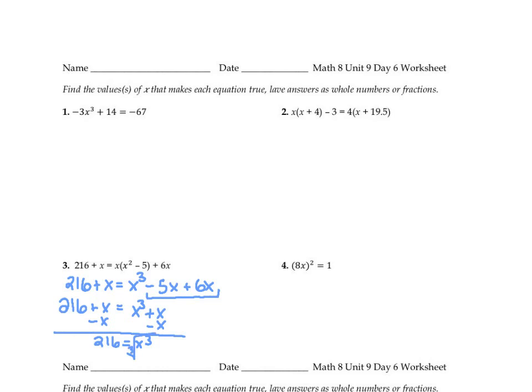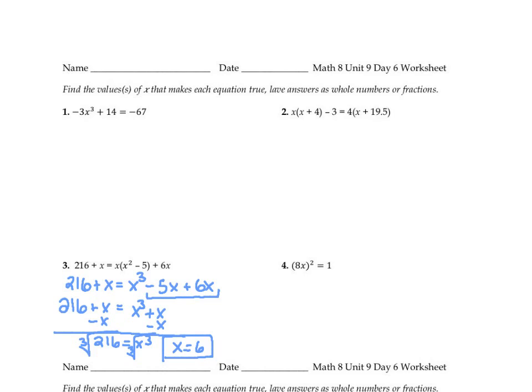Be very careful. Make sure you're taking the cube root, not the square root. And remember, when I'm taking the cube root, I don't end up with a plus or minus sign. I only end up with those two roots when I'm finding an even type of root.